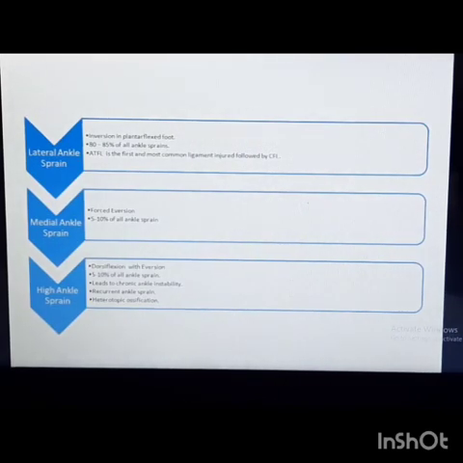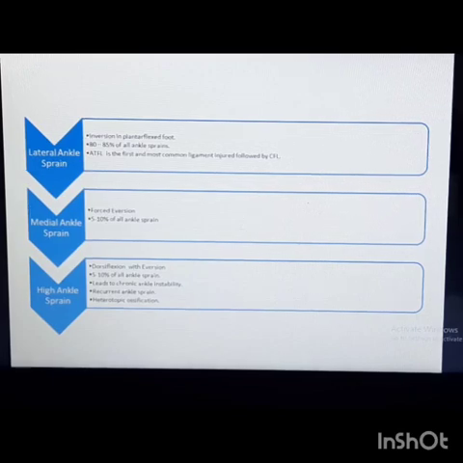Some details about lateral ankle sprain: the basic mechanism is inversion in a plantar flexed foot. Lateral ankle sprain accounts for around 80 to 85% of all ankle sprains. It is the most common ankle sprain.